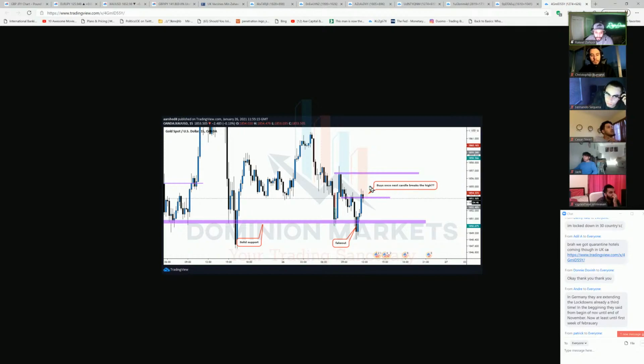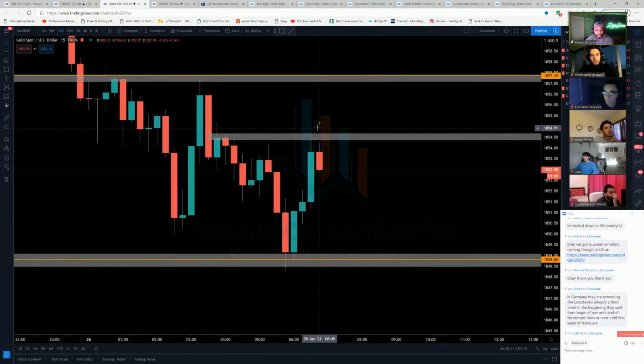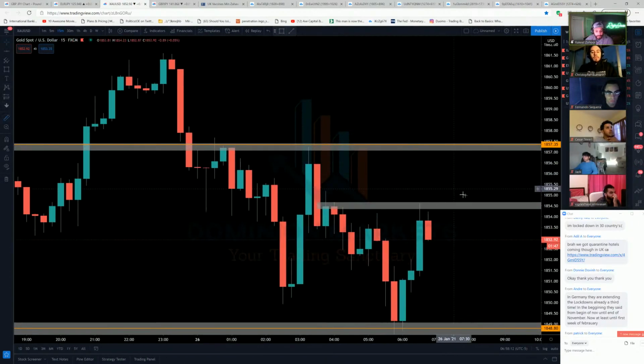Buys once next candle breaks the high? Yeah, you know what? I like that idea as well. If we start breaking the high, then we can continue up. But then again, this is on for gold. It's like a 27 pip range.